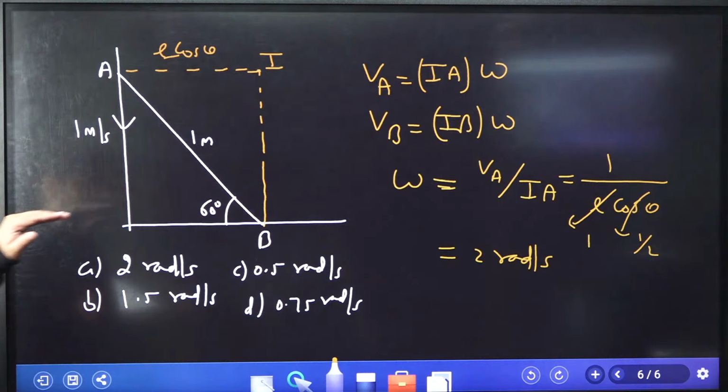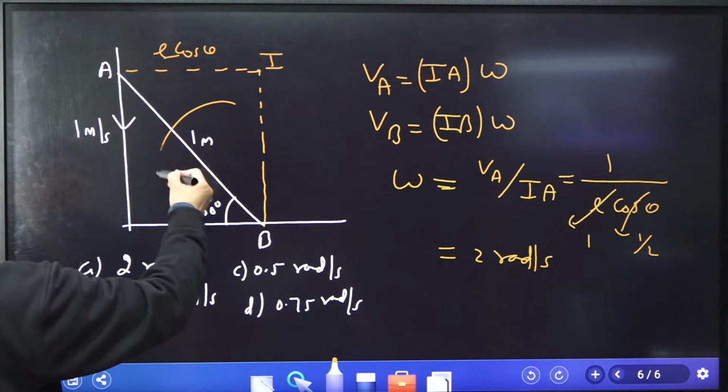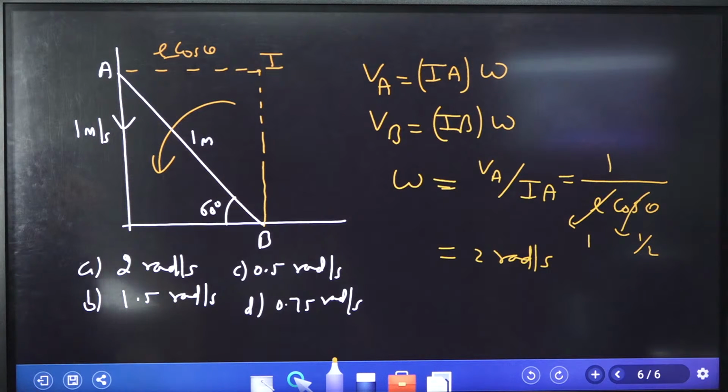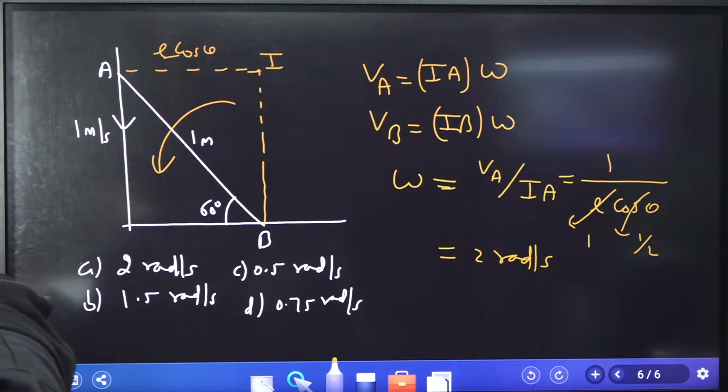So the angular velocity of this rod could be calculated only if you know the I center and how it is to be used. In that case, you could have found the I center for this. That is the meaning of this particular part.